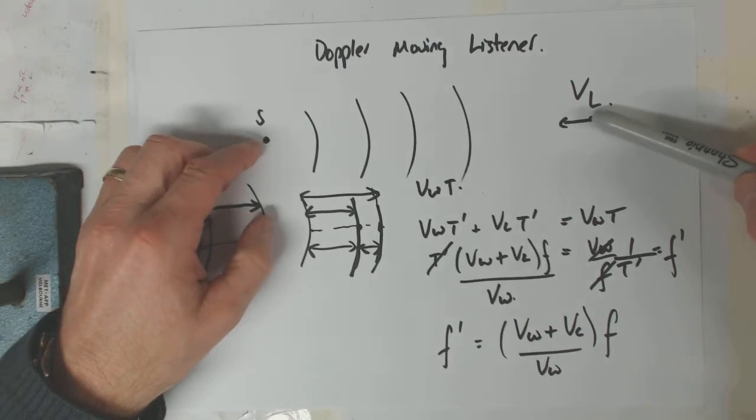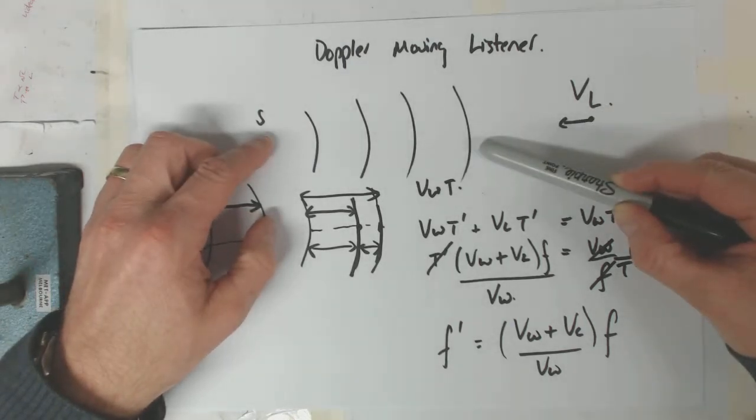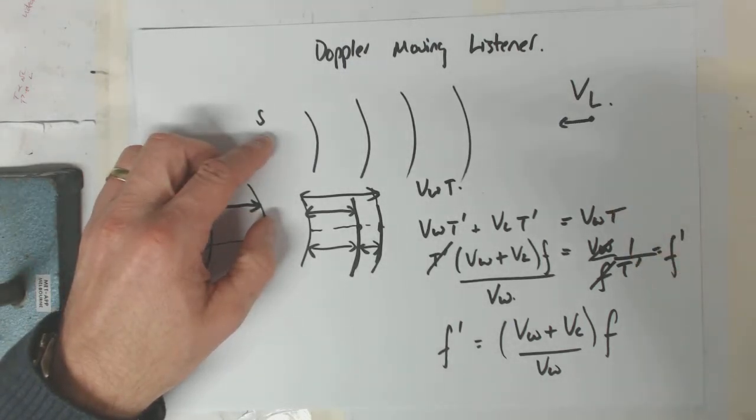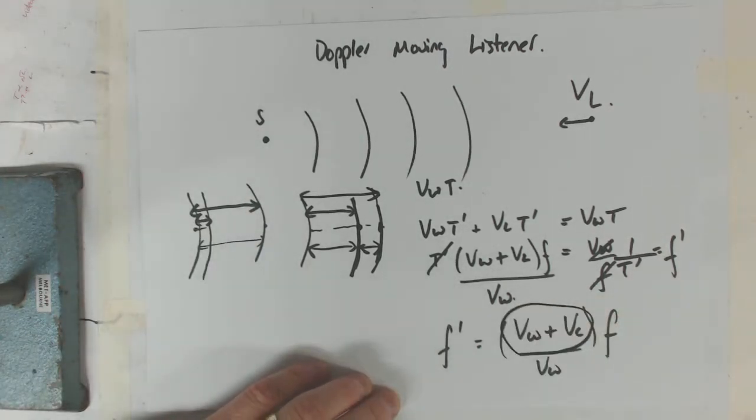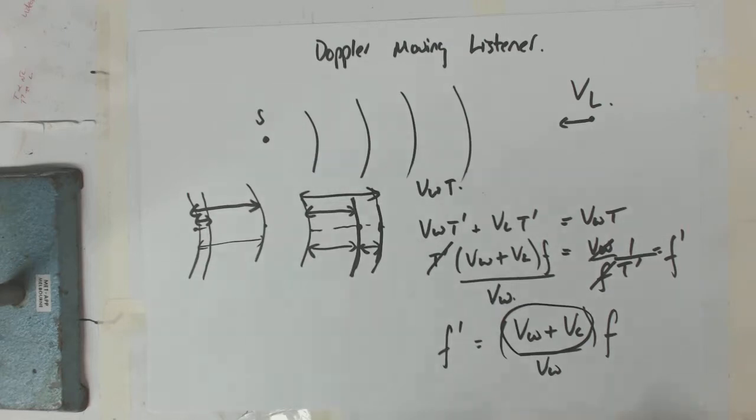When the listener is going towards the wave, then we need to have a higher frequency. So this on the top needs to end up being bigger, because that will then multiply the original frequency and get a higher frequency. So have a look. If you define it right from the start, you'll be okay. But have a look and use some common sense.